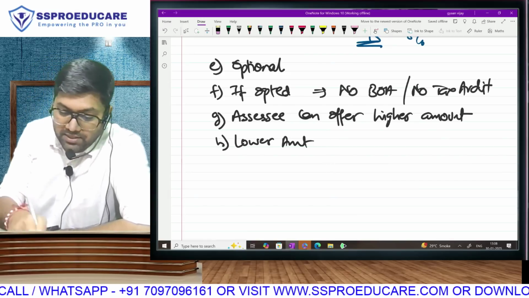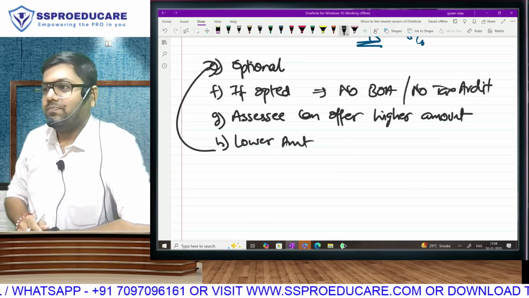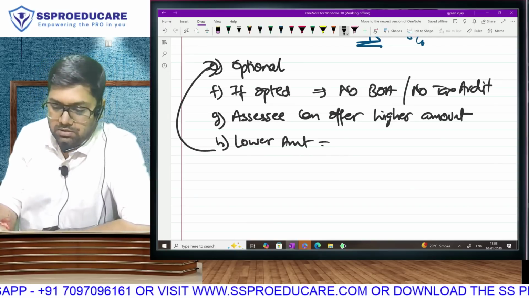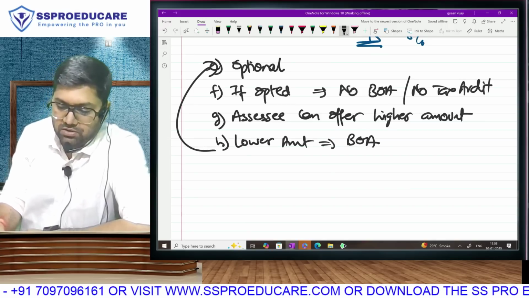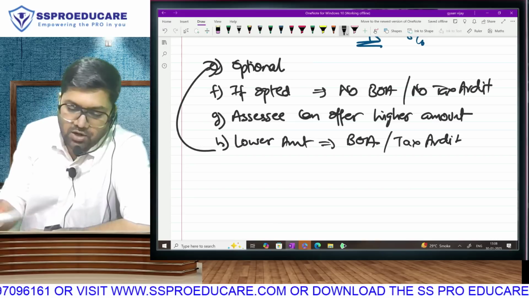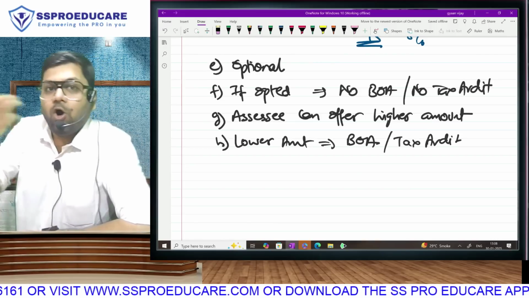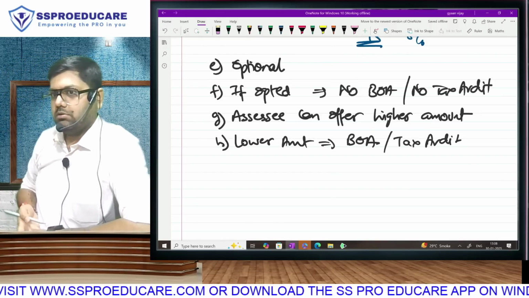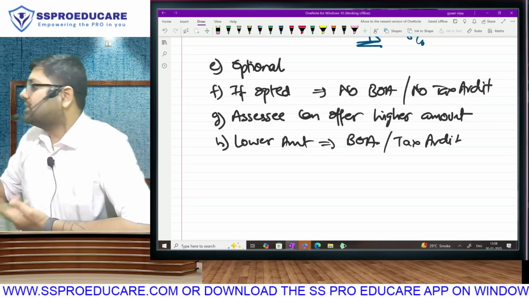No. Then you have not understood only this point. Of course, you will have to get your books of accounts done. You will have to get your audit done. Opting out of presumptive, going to normal can be a lower amount. Lower amount is basically opting out.